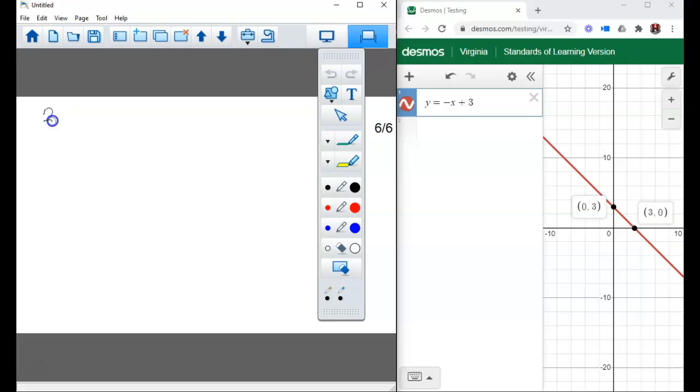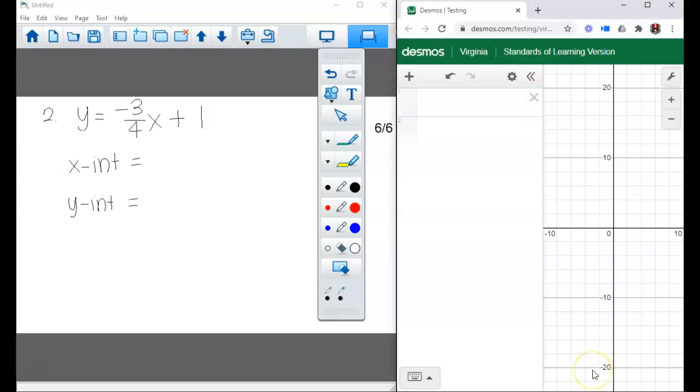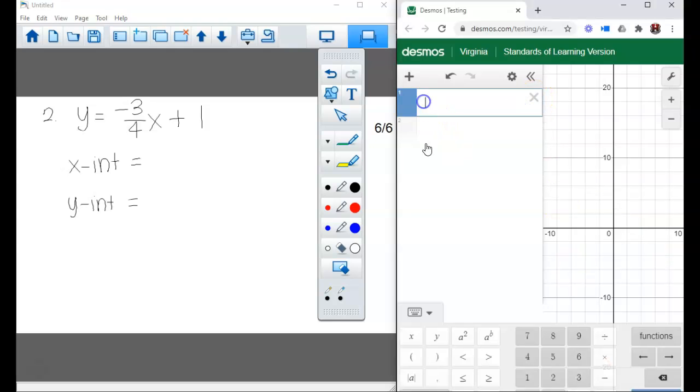All right, let's do another one. Let's do y equals a negative 3/4 x plus 1. Okay, so let's come back over here to the calculator, and let's hit this x and clear that equation off.